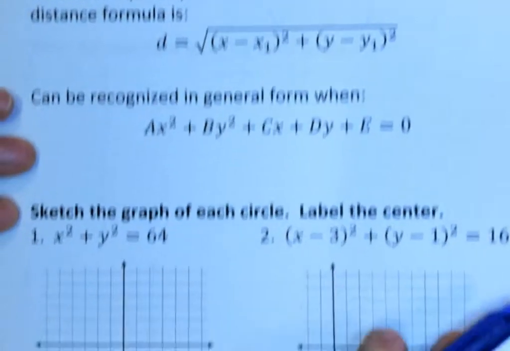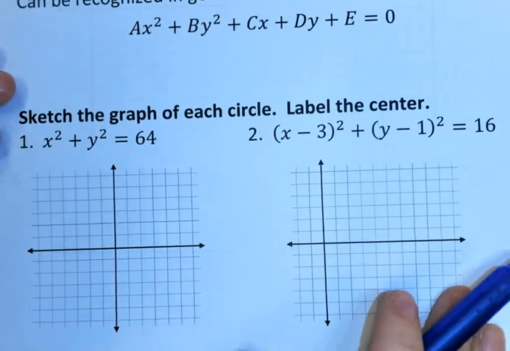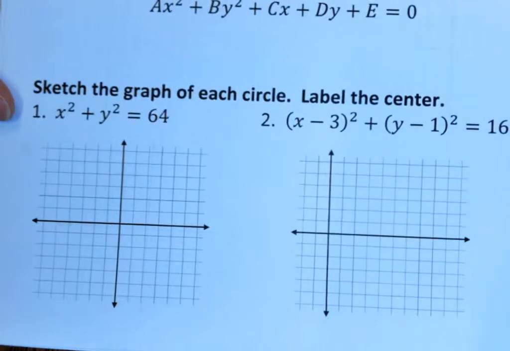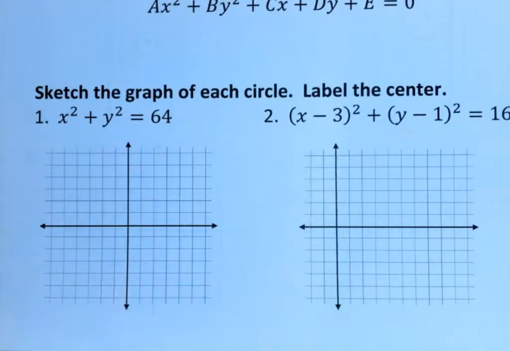All right, so really, really basic, and you can just kind of sketch these out on your paper. You don't need to be perfect here. If I want to sketch the graph of each circle, what should I start with? The center. You need some place to start with. The center is usually the best idea.